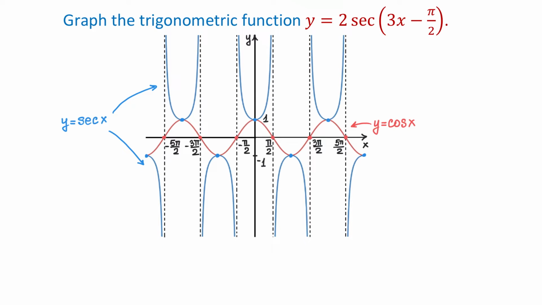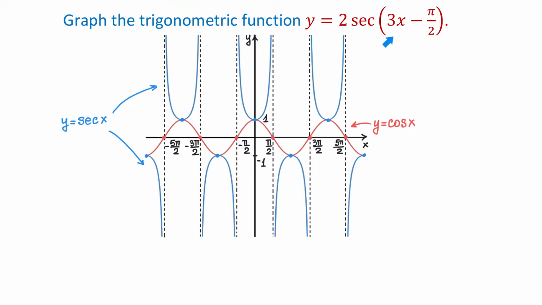And because these two functions are reciprocals of each other, there is a relation between their graphs. At the x-intercepts of the cosine function, the secant function has vertical asymptotes. Also, the maximum points of the cosine function correspond to the minimum points of the top portion of the secant function, and the minimum points of the cosine function correspond to the maximum points of the bottom portion of the secant function.